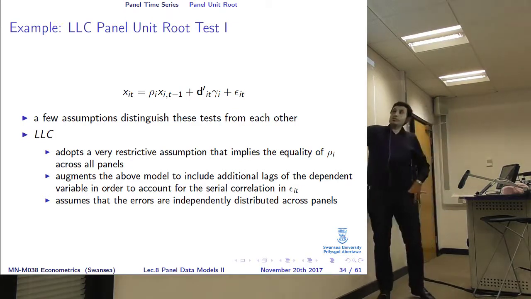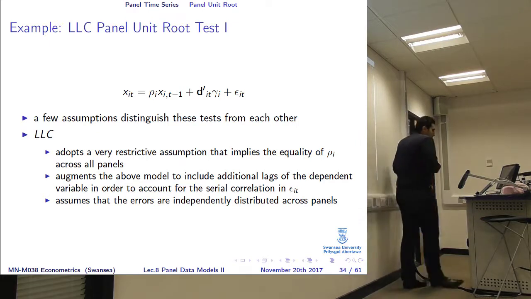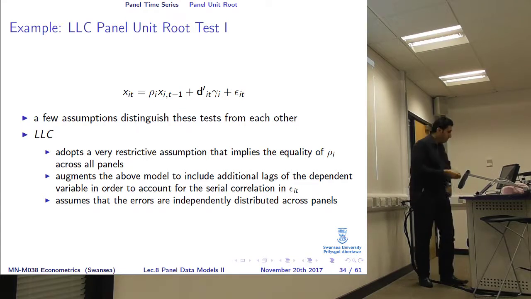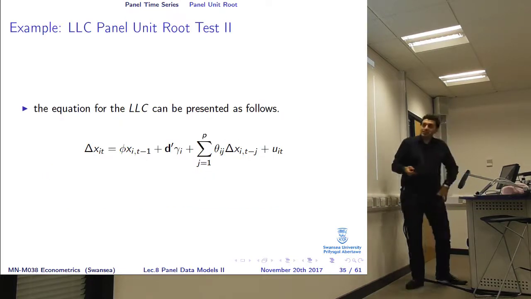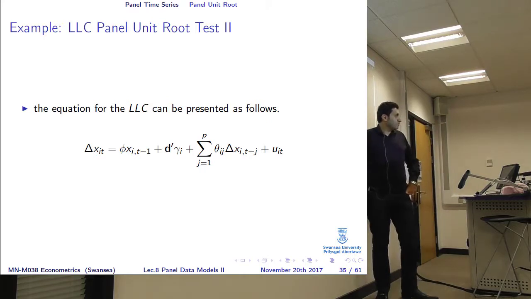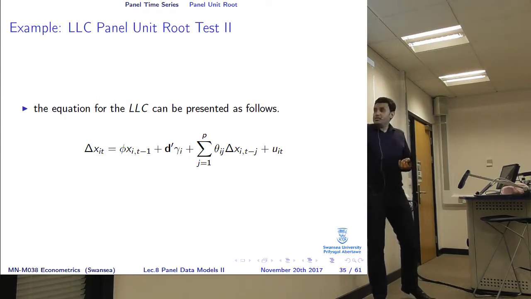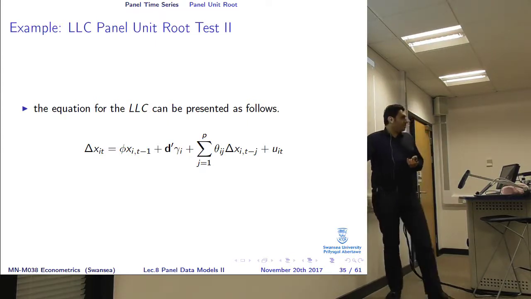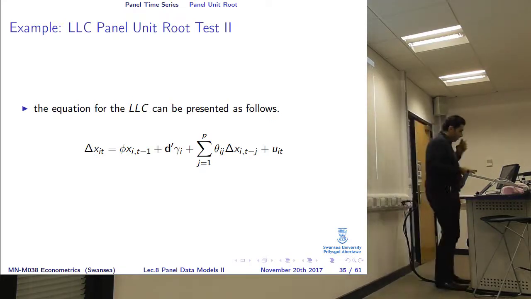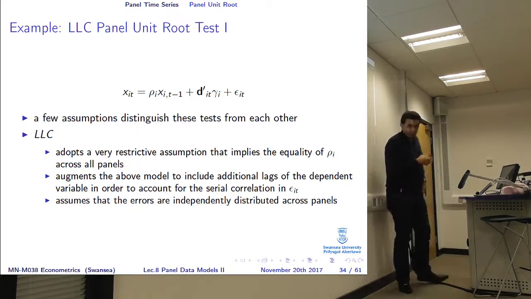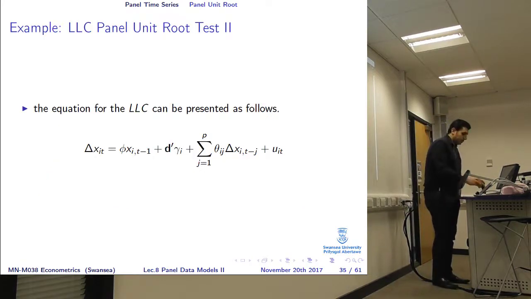it augments this structure by adding some lags of the dependent variable on the right hand side to account for serial correlation. So basically this is the equation for this test. What is different here is that, remember, this is X_it, so this is one lag, but actually it adds more lags to account for serial correlation. So this is just more lags of the series, or of the dependent variable. And finally, it assumes that the errors are independently distributed across panels. So this is the first one.